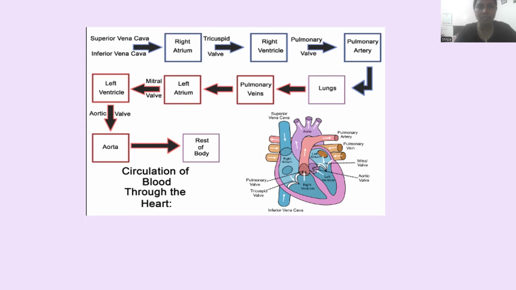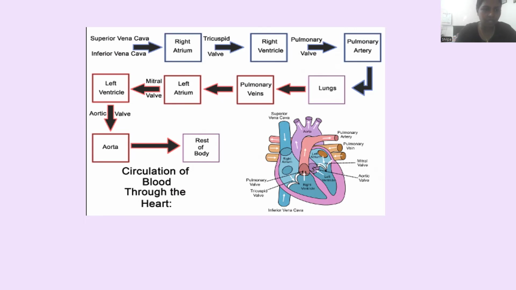So in simple terms, the superior vena cava and inferior vena cava reach the right atrium, then via the tricuspid valve it reaches the right ventricle, then moves on through the pulmonary valve to the pulmonary artery, from the pulmonary artery to the lung, then the pulmonary vein, left atrium, mitral valve, left ventricle, aortic valve, aorta, and from the aorta to the rest of the body. So blood circulation to the heart is very, very important.